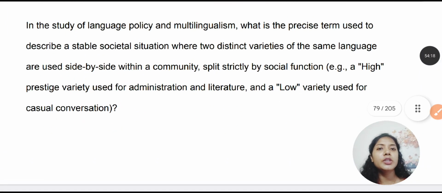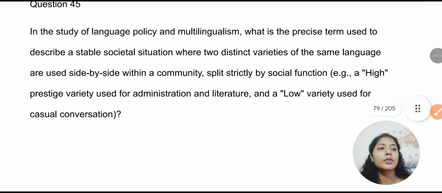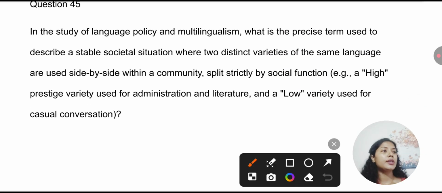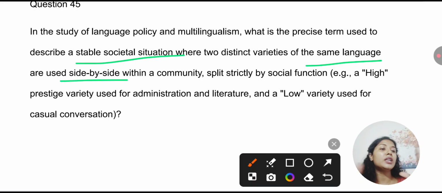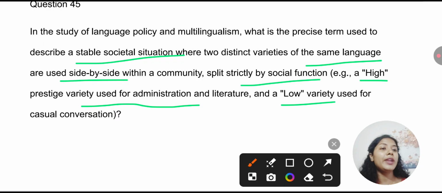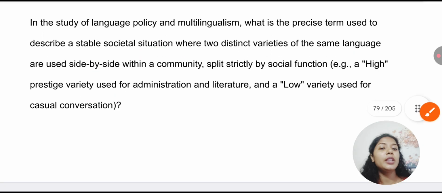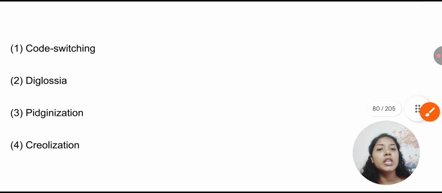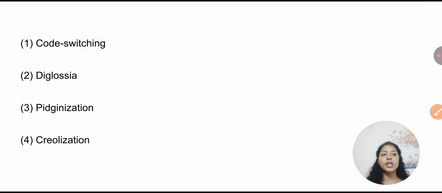Now see this question. The question is, in the study of language policy and multilingualism, what is the precise term used to describe a stable societal situation where two distinct varieties of the same language are used side by side within a community, split strictly by social function, like a high prestige variety used for administration and literature, and a low variety used for casual conversations? So multilingualism is being discussed here. So here are the options: code switching, diglossia, or pidginization, or creolization.